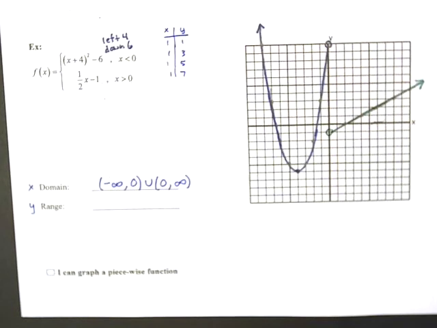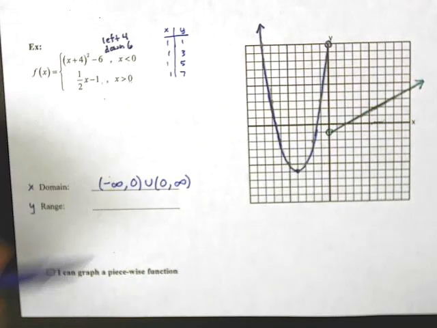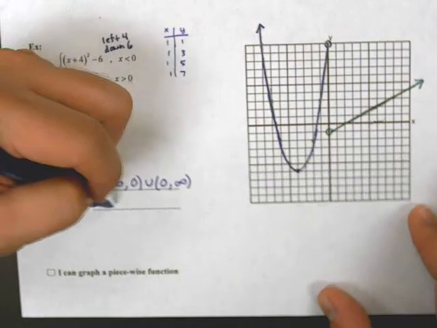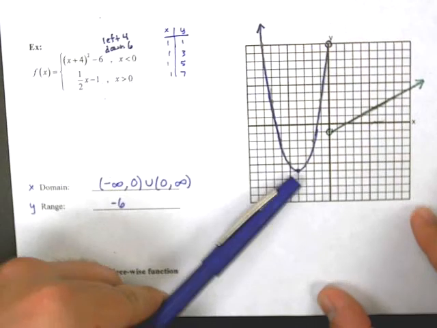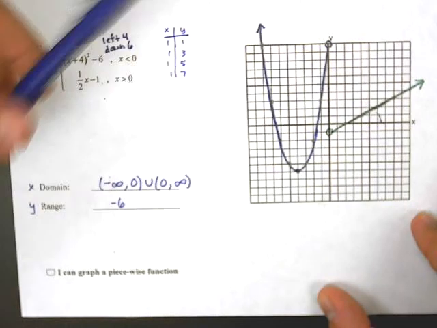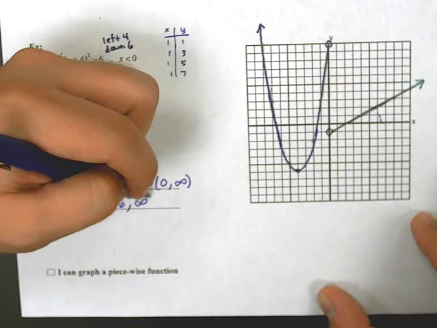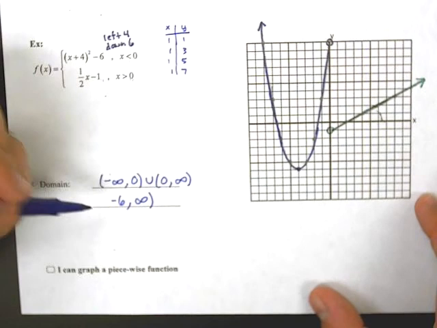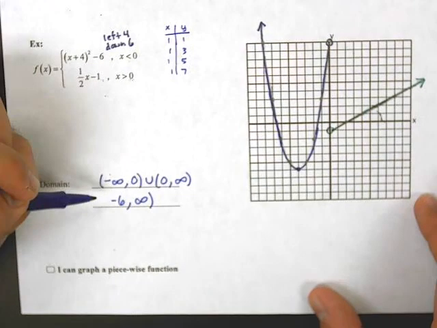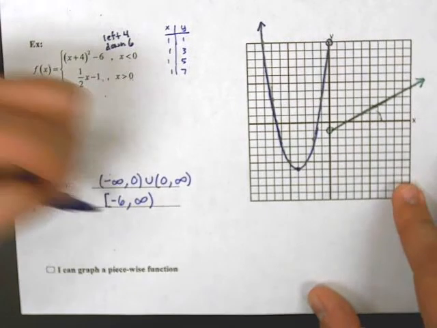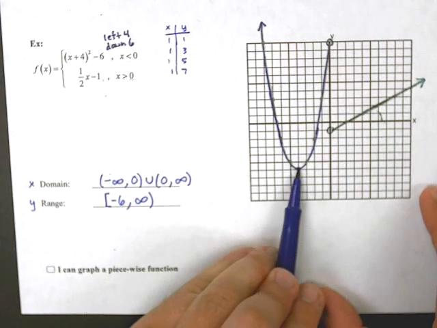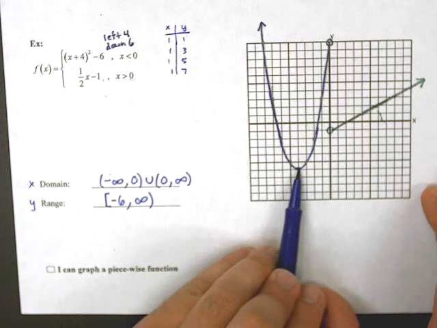For the range, what are we thinking here? We have a y value of -6. It's going up forever on either graph, really, so we know it's going to positive infinity. The real question is, what bracket? Open or closed? Closed, because I actually have a point with a y value of -6.